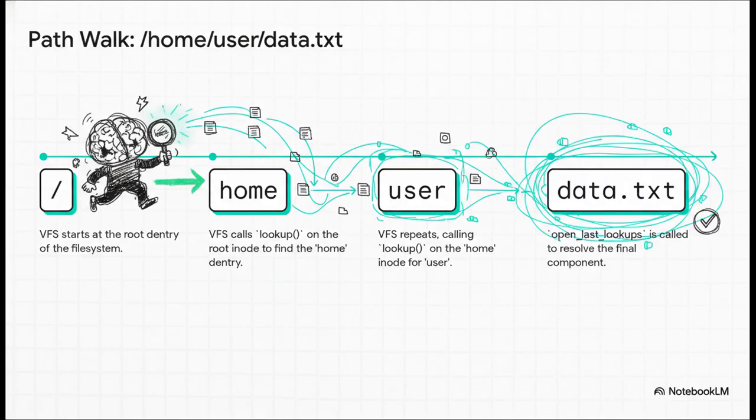And you can see this process in action right here. The kernel is super methodical. It starts at the root, the single slash. It uses the root's inode to find the dentry for home. Then it uses the home's inode to look up the dentry for user. It's this little game of leapfrog, hopping from one inode to the next entry all the way down the path until it finally gets to our target, data.txt.